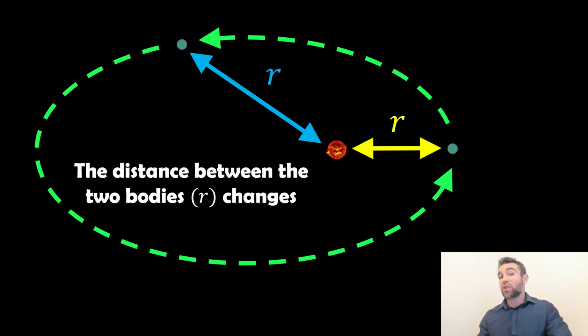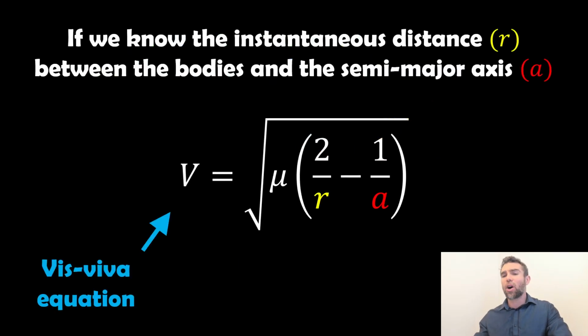However, the distance between the two objects, which we're going to call R here, does change. So let's say it's a planet going around a star, that distance R is going to change depending on where it is. The semi-major axis is a constant of that particular orbit. So we're going to need R to calculate our orbital velocities.